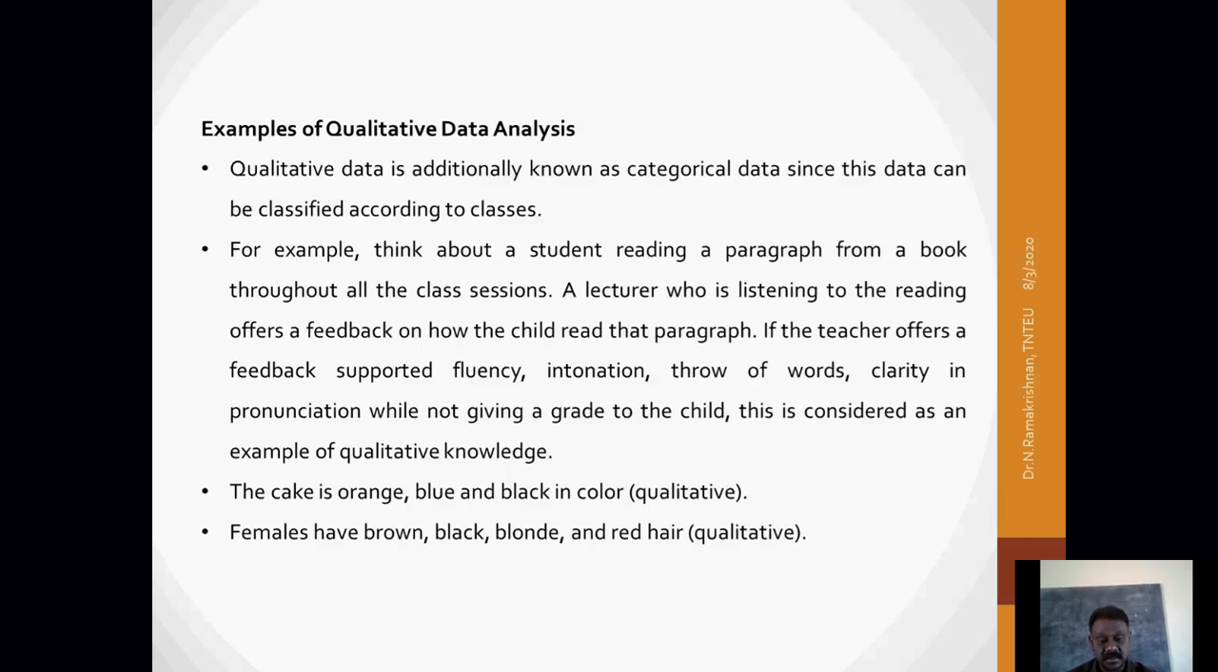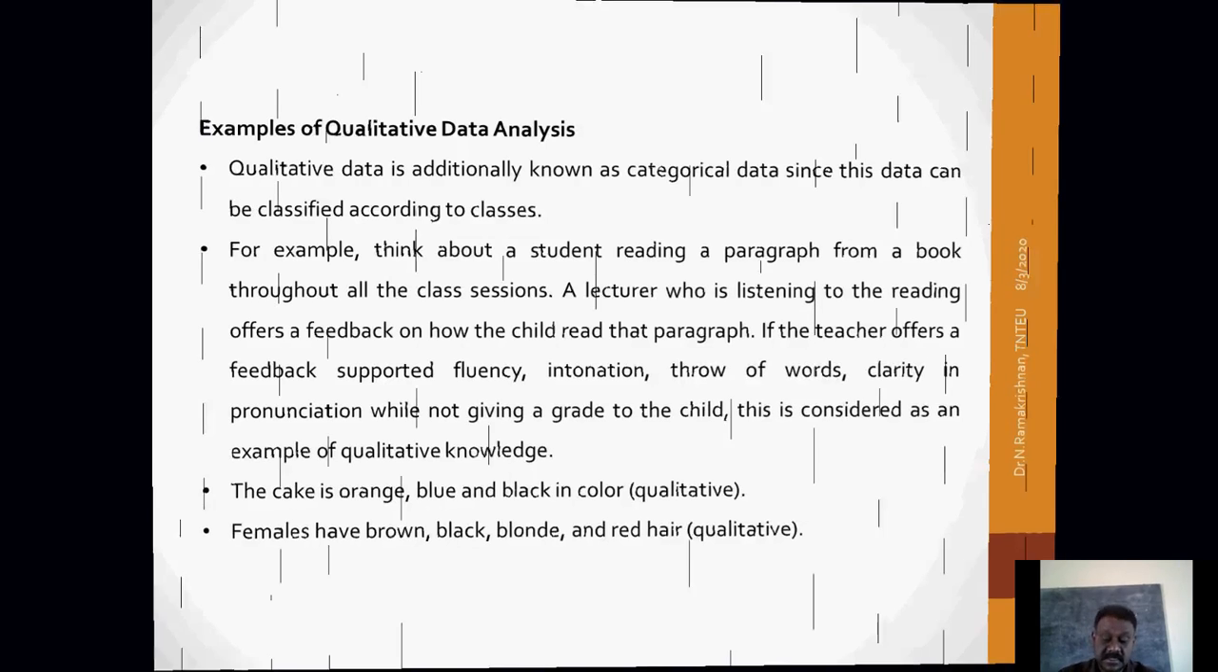The cake is orange, blue and black in color, qualitative. The females have brown, black, blonde and red hair, qualitative. See, it gives a detailed description about a girl. Females have brown, black, blonde and red hair. So this gives a detailed description of qualitative data.